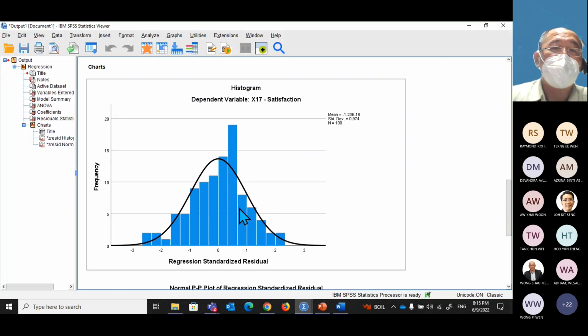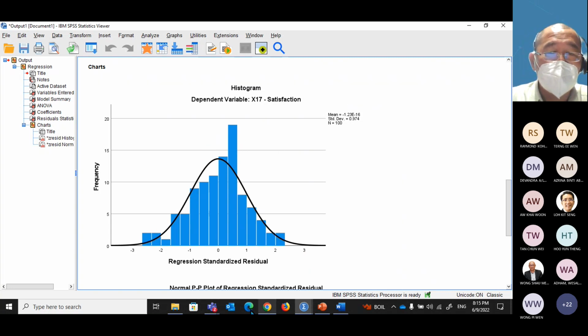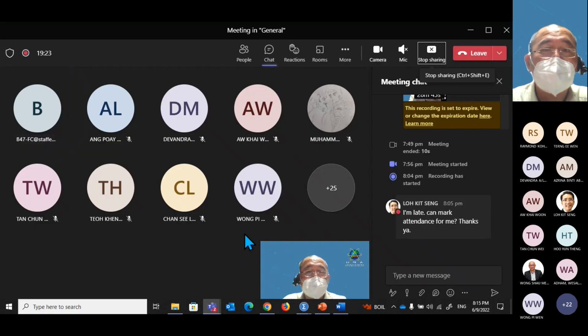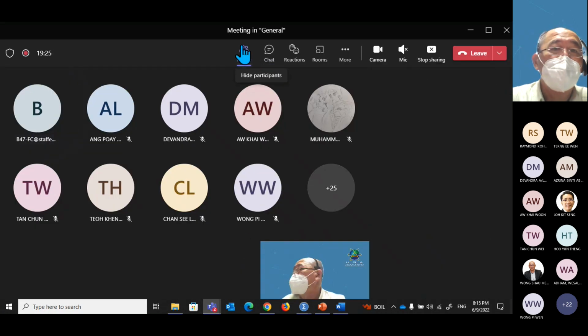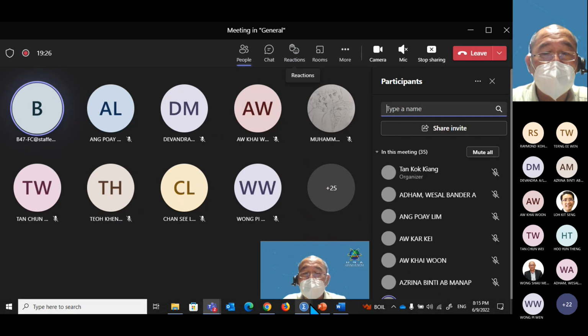The light blue color is the histogram, and the normal curve actually comes from the histogram. This one I emphasized quite a lot in the previous classes. From here it is still considered quite normal. Any question on this? If not, now we see next.